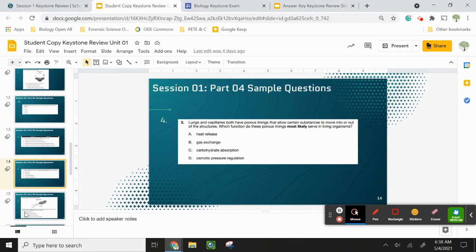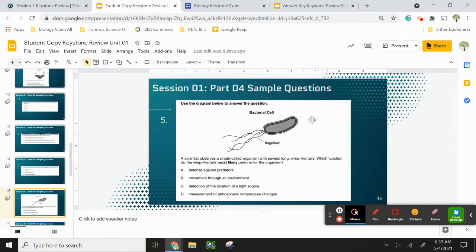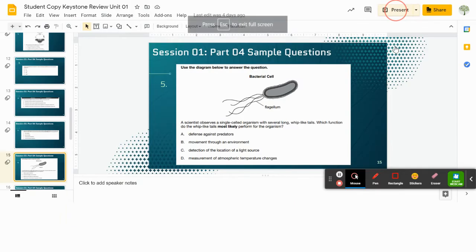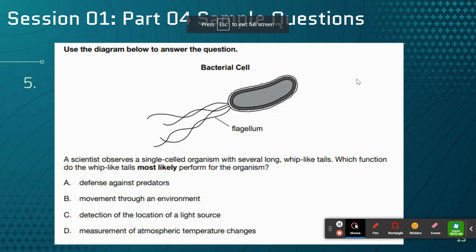Number 5. Using the diagram below, answer the question. What do we have here? A scientist observes a single-celled organism with several long whip-like tails. Which function do the whip-like tails most likely perform for the organism? Same thing, guys. Don't freak out if you don't know what this is. Think about context clues. Think about what makes sense.